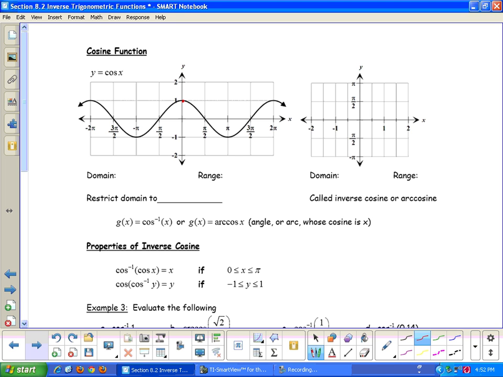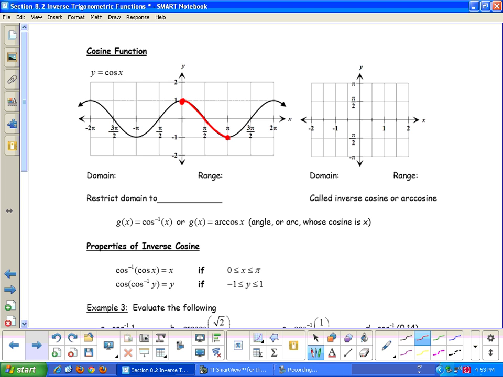Now, where would be good values to restrict to? If I start at 0 and go this way, from 0 to pi would be a good place because it passes the horizontal line test. If I try to go any further than pi, we would not pass the horizontal line test. And if I try to go below 0, I would also not pass the horizontal line test. So this part in red right here, which I would highlight on your graph, is the part where we're restricting our graph.